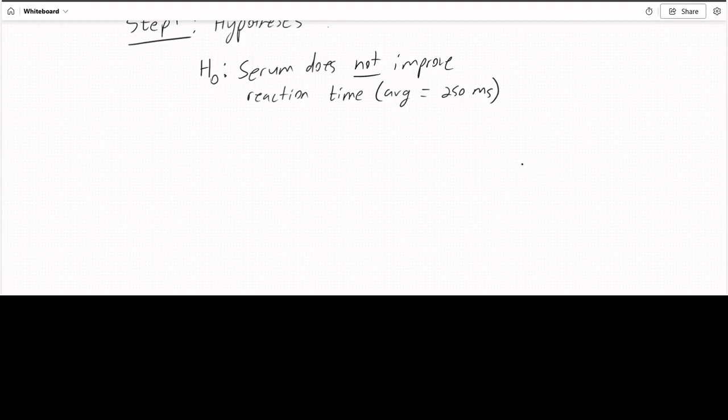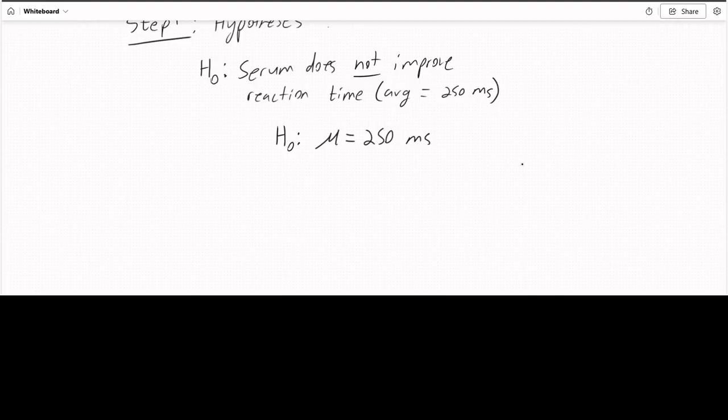So if it does not improve your reaction time, then our average reaction time would still be 250 milliseconds. And so in math terms, we'll write that as H naught, our default, is mu, the Greek letter, is equal to 250 milliseconds. Okay, this is saying that the real average of people using the serum is 250 milliseconds. It's the same as not using it.